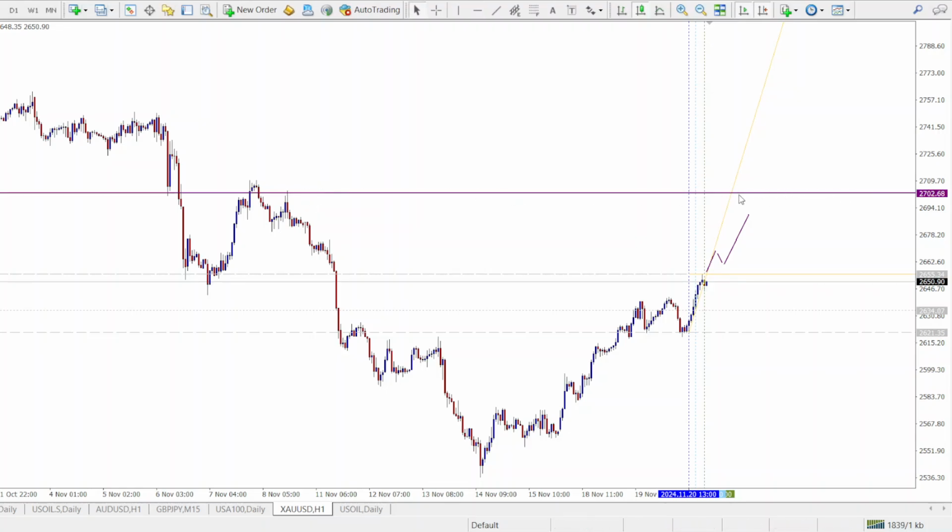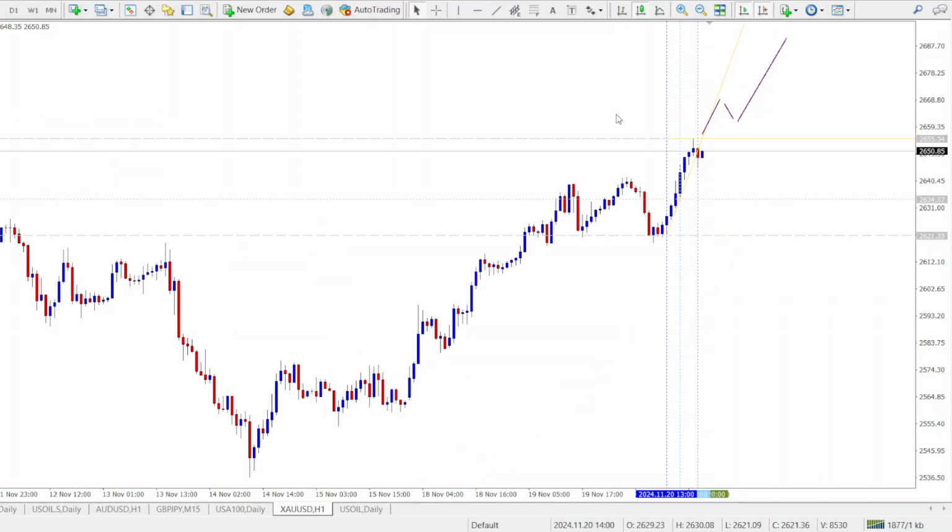We have a resistance zone here. We have a significant resistance zone here. So we can target that resistance zone for our take profit. And then you can also use other indicators for confirmation. You can decide to use moving averages, for example, just to confirm the signals given to you.